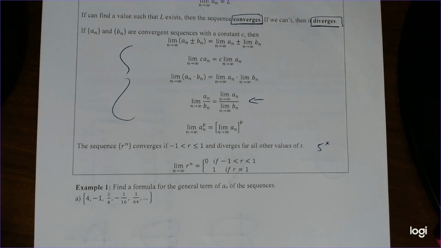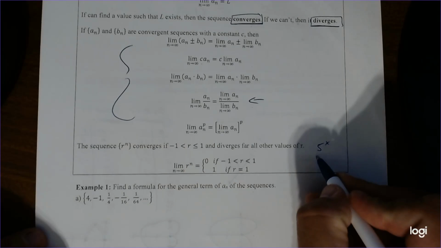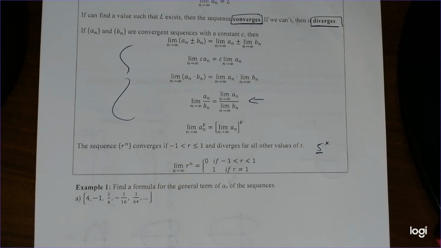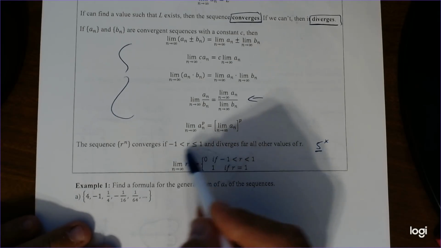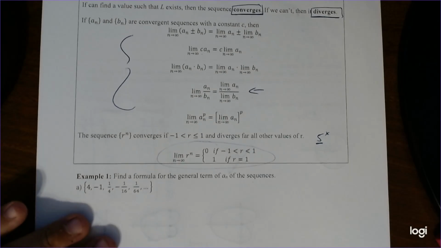The sequence r to the n converges if the r value itself, so this number right here, is between -1 and +1, okay? Strictly greater than -1, and it could equal 1 as well. It diverges for all other values in this case. So, for example, here it would diverge because 5 is greater than 1, right? So it diverges. That's going to be a key thing as we go forward.